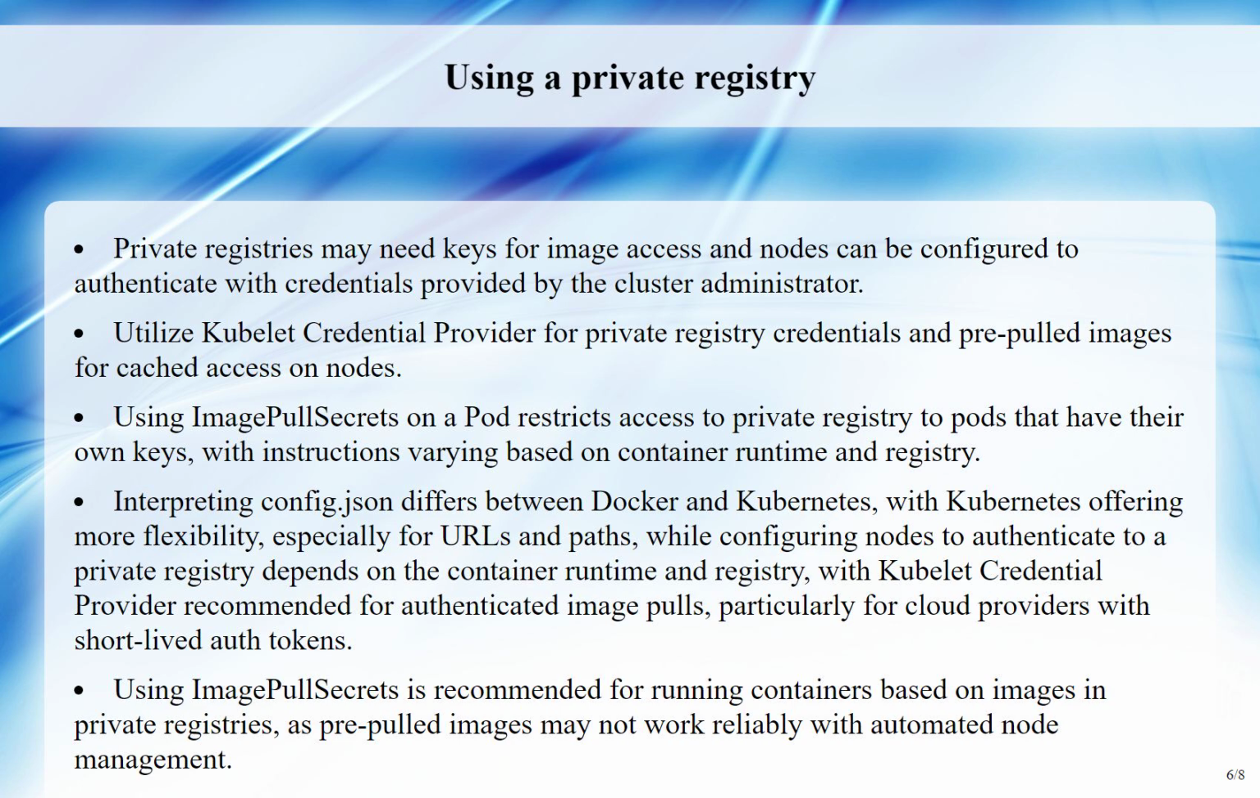Specifying image pull secrets on a pod is the recommended approach for running containers based on images in private registries. Pods can reference image pull secrets in their own namespace, and secrets must be of type kubernetes.io/dockercfg or kubernetes.io/dockerconfigjson. The creation of a secret with a Docker config involves knowing the username, registry password, client email address, and hostname for authenticating to the registry.